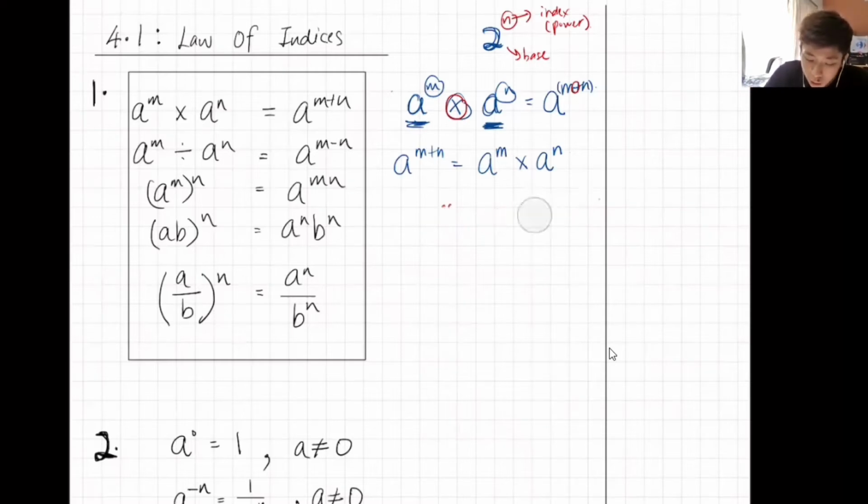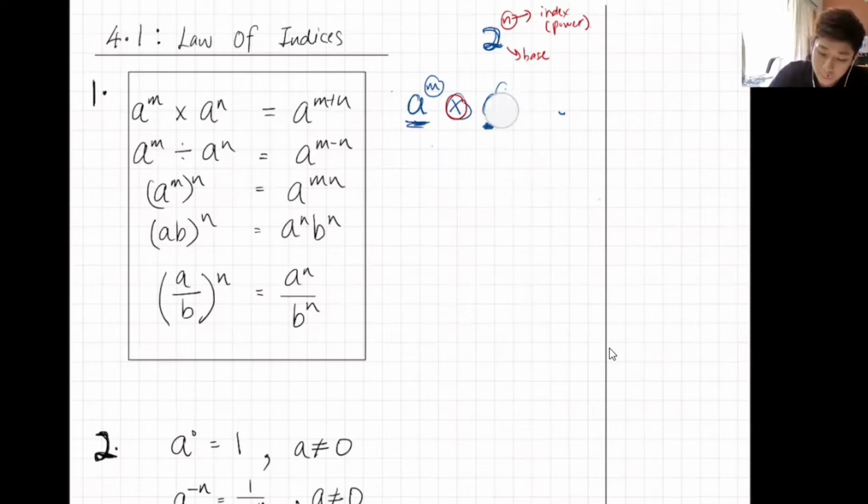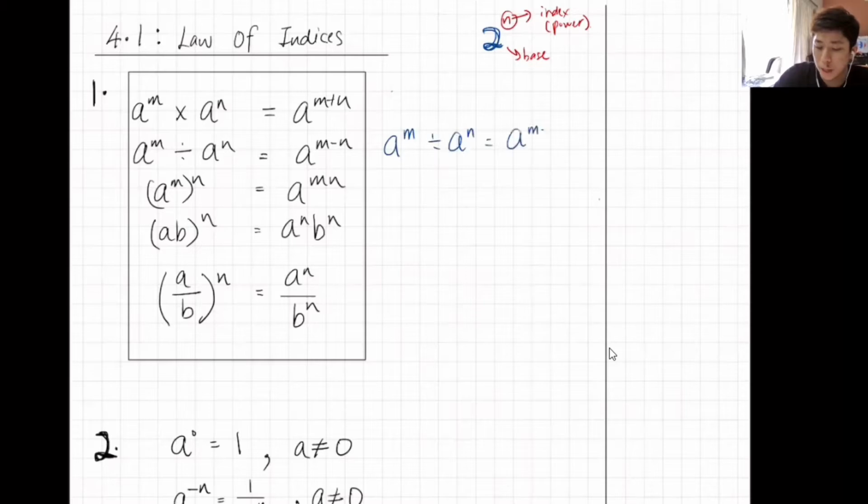Okay, so we learned that a to the power of m plus n is equal to a to the power of m times a to the power of n. All right, the second one is just the opposite. It's nothing much to be said. a to the power of m divided by a to the power of n is equal to a to the power of m minus n.